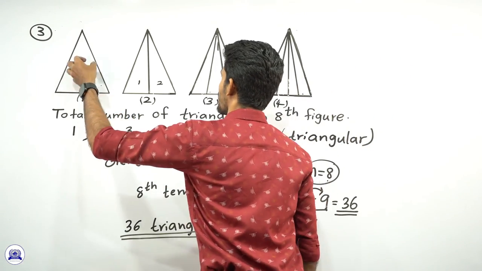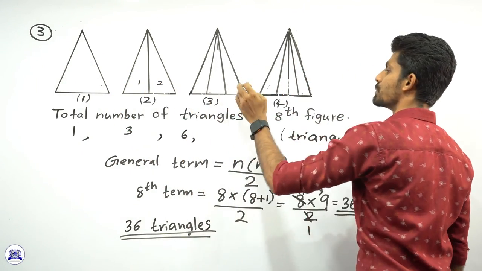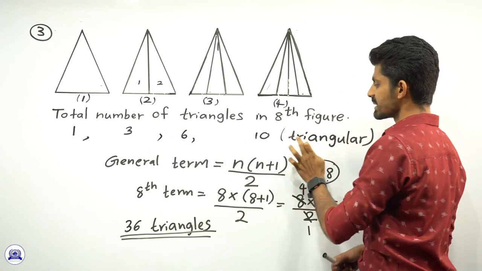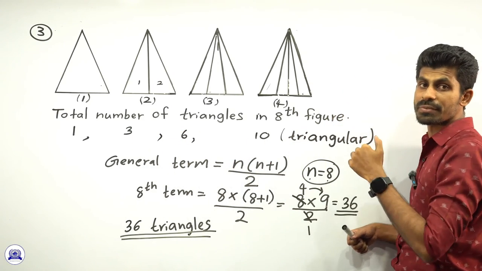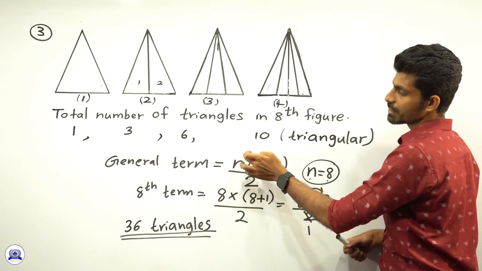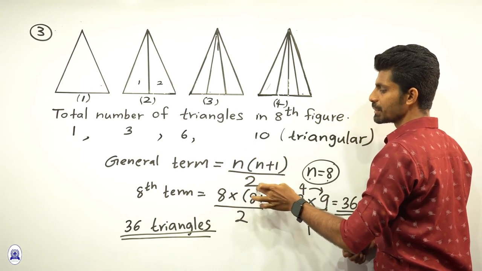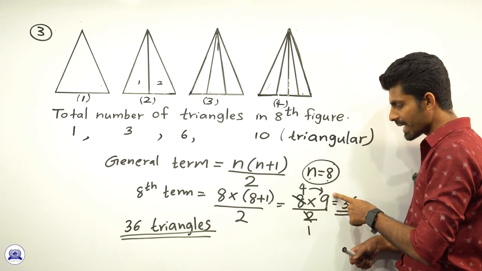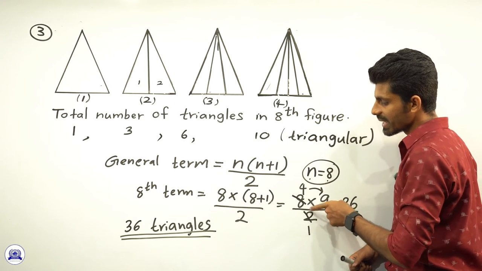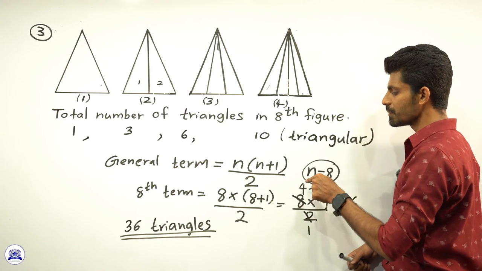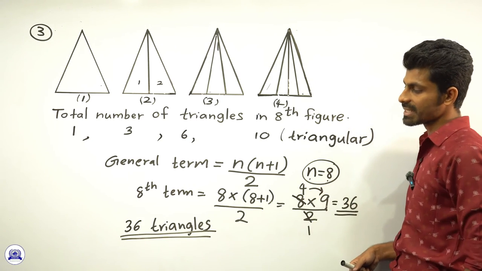Look at this one. 1, 3, 6, 10. So you need to find out the 8th term. You need to substitute 8 instead of n. 8 into 8 plus 1. 8 plus 1 equals 9. So 2 and 8 you can divide by 2. 2 divided by 2 is 1. 8 divided by 2 is 4. 4 into 9 equals 36.